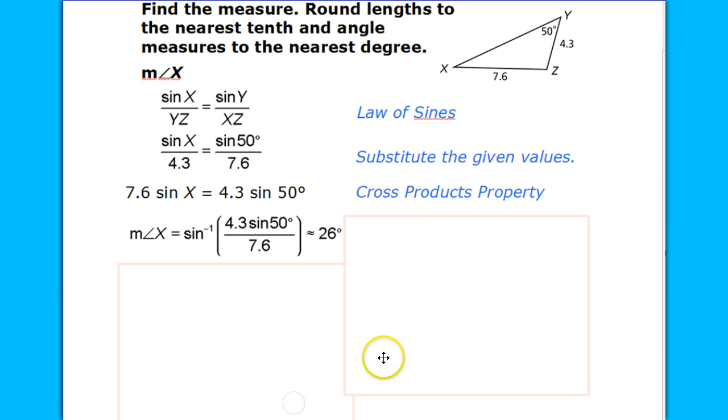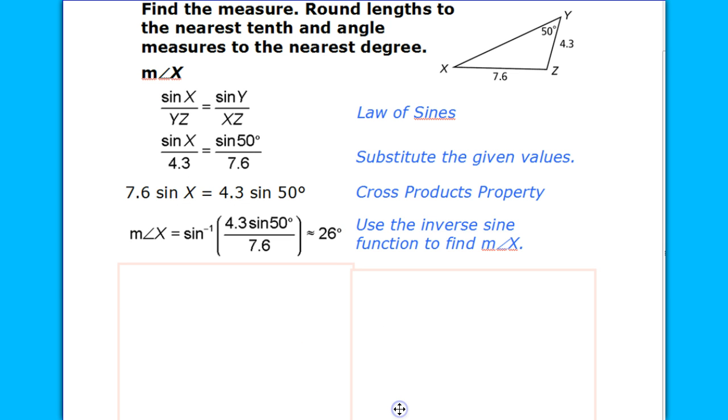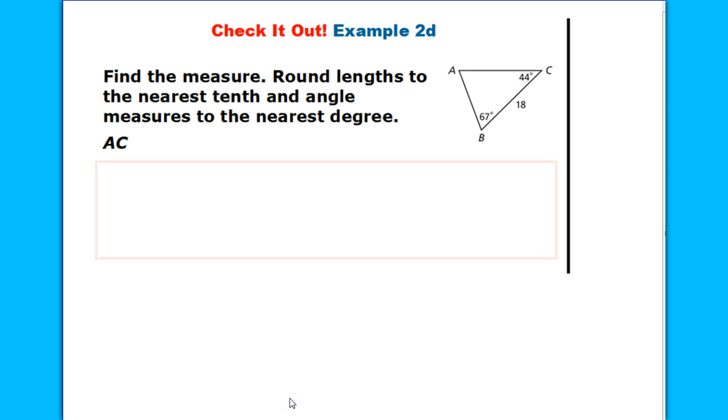And there you go. And we should have a 26-degree angle. Good. One last try. Find the measure of AC. Come back and check your work. You know, I think really they're asking you here to find all measures. And so why don't you make sure you solve the entire triangle.